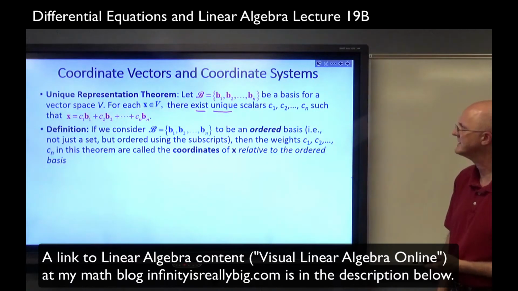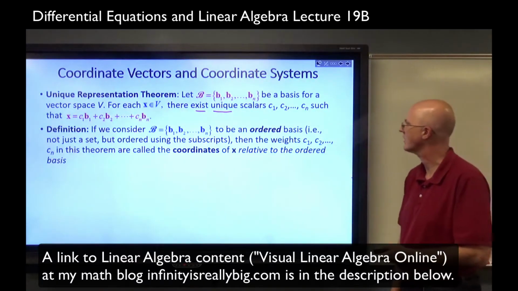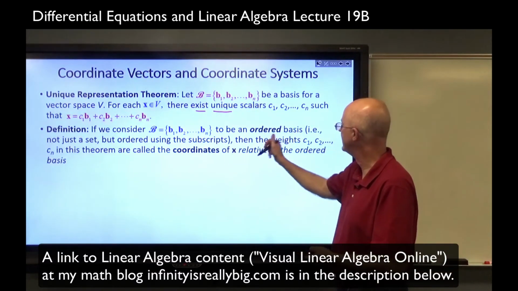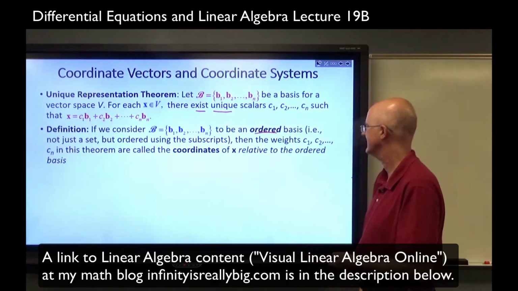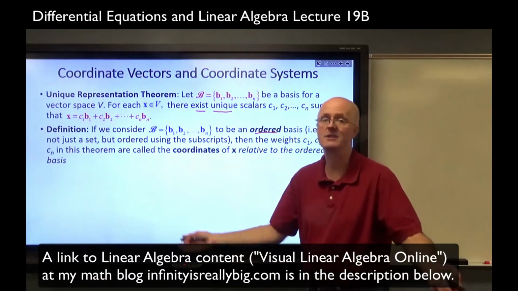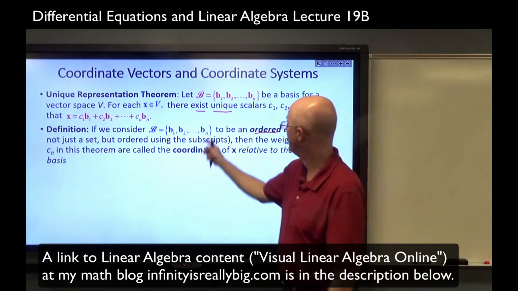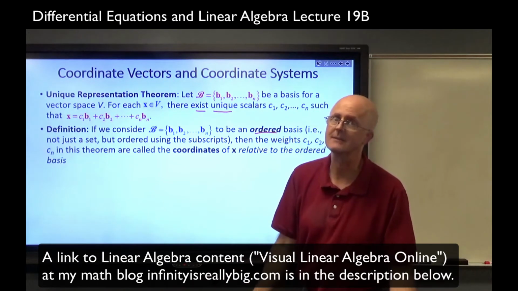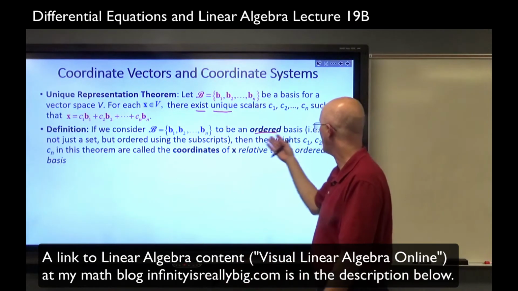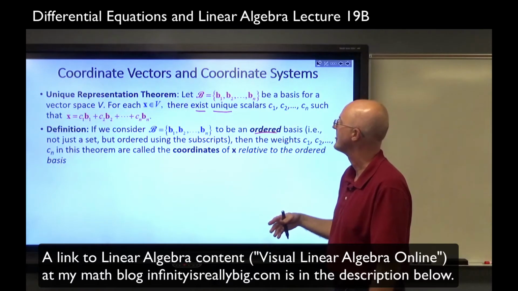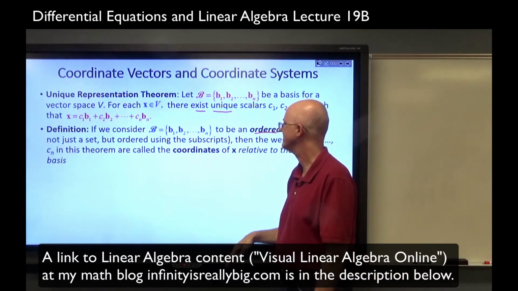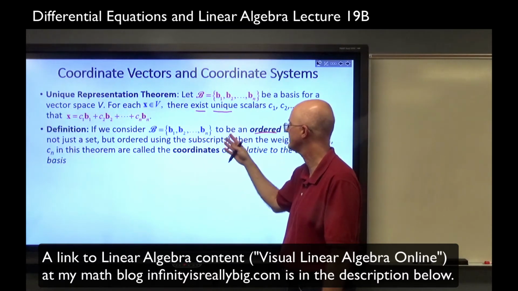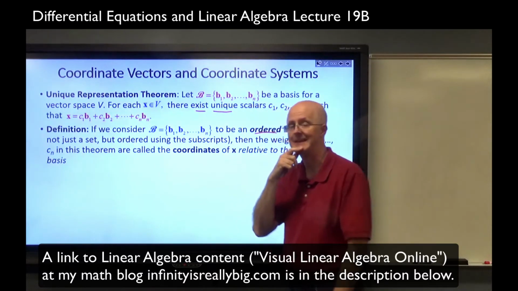Definition of the coordinates of x, the coordinate vector. If we consider B, b1 through bn, to be an ordered basis, in other words, not just a set. Sets are just collections of things. If I reordered these elements of the set, it would still be the same set. But now if I say it's an ordered basis, I'm saying it's really more than a set. I'm saying b1 comes before b2, comes before b3, etc. Comes before bn at the end.